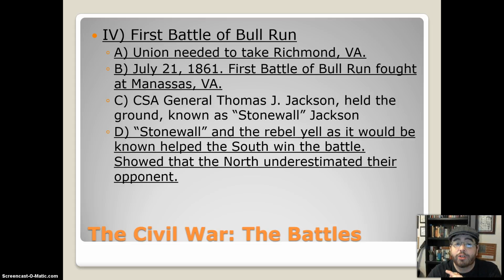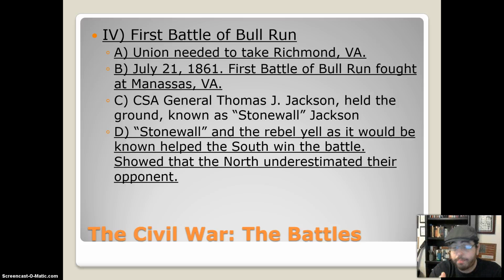Jackson held his ground, and from this time, he's known as Stonewall Jackson. What Stonewall did is, as the Union Army were rushing his lines, he held it like a stone wall, where he gets his nickname. And the mix of his actions, his ability of not budging and making sure the defense was solidified, and the rebel yell would help the South win this battle. And it showed that the North has underestimated their opponent.